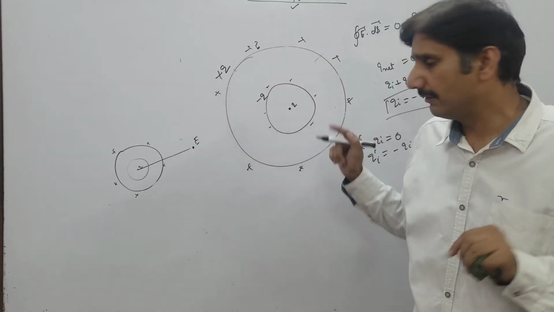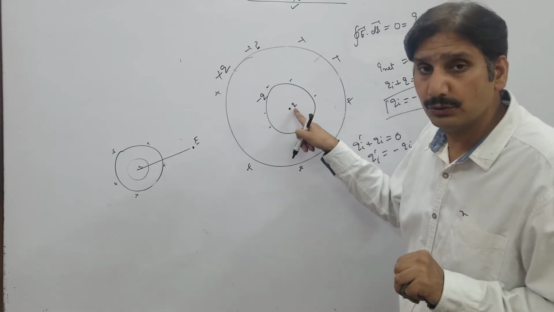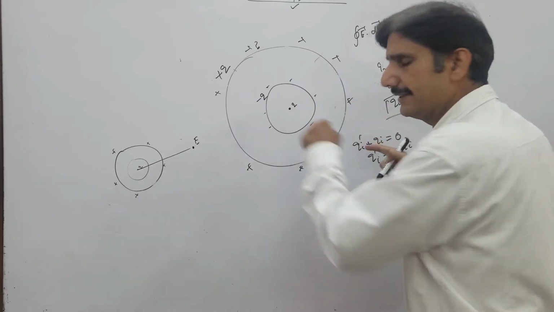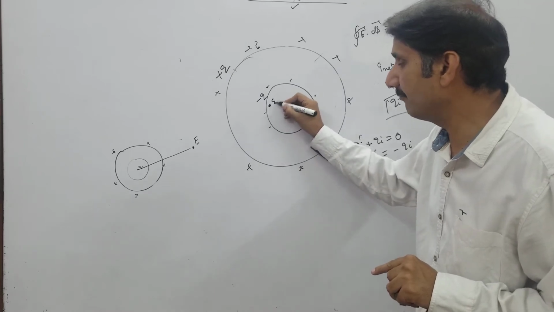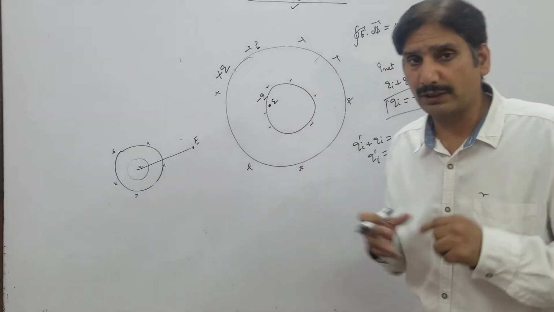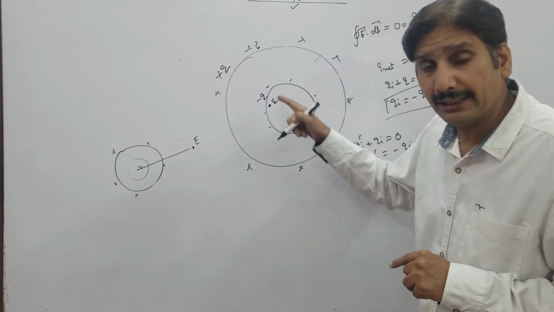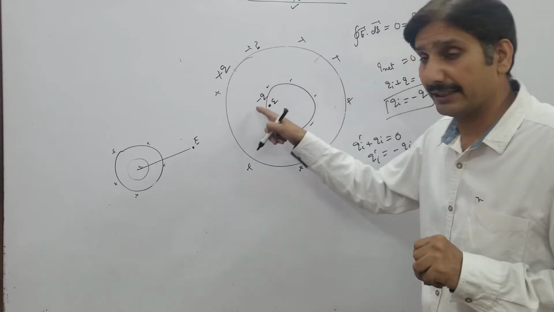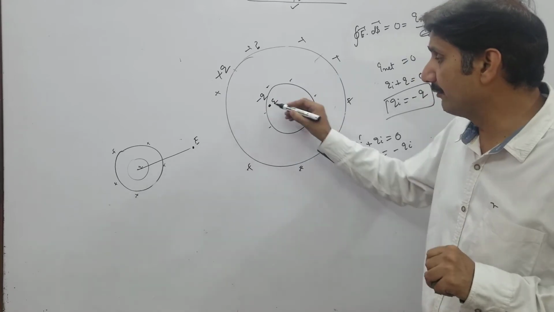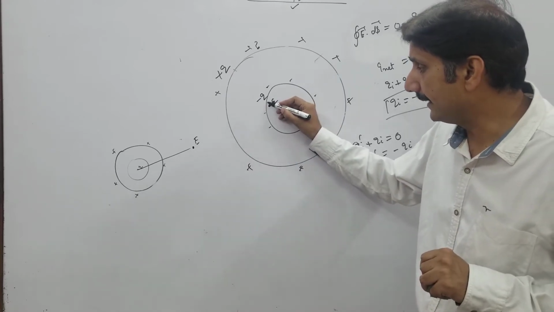This is okay when I am considering this charge Q to be placed symmetrically right at the center. What if I don't place it at center? I have placed it asymmetrically. Now what will happen? Now again the magnitude of negative charge induced would be same, that is minus Q, and electric field will be stronger in this region.